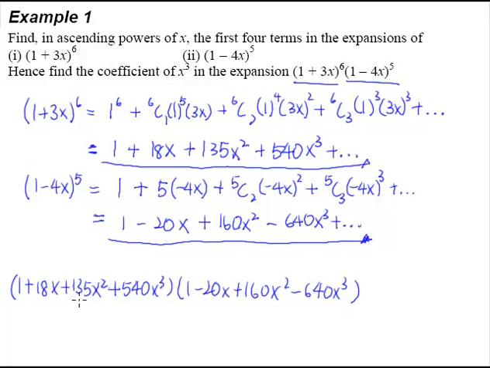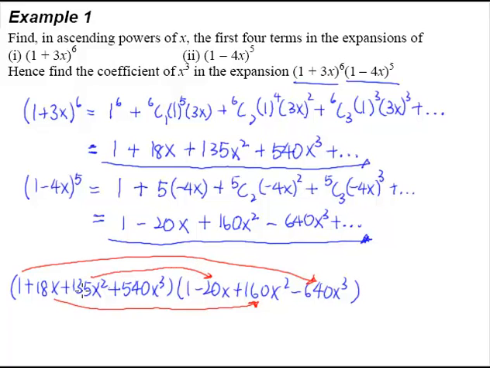Now how are we going to get x cubed out of here? Well, this is how. Take a look at this. This 1, when multiplied by this x cubed, will give us an x cubed. When this x multiplied by this x squared will give us an x cubed as well. And this 135x squared multiplied by x will give us an x cubed. And of course this 540x cubed multiplied by this 1 will give us another x cubed. So as you can see, we have a couple of x cubes around. Now are we missing out any?